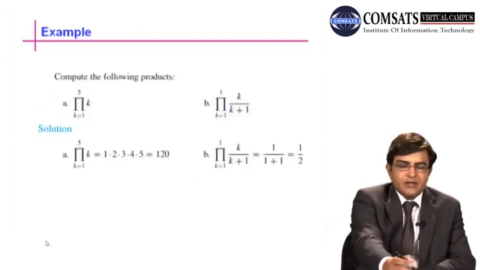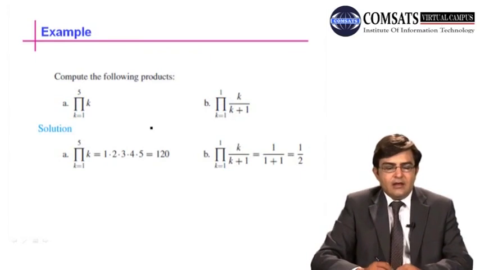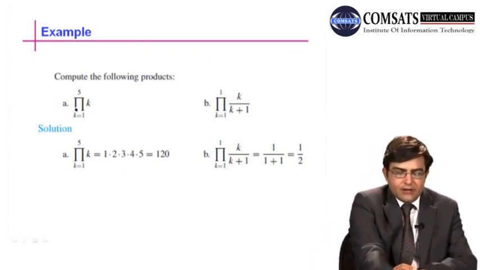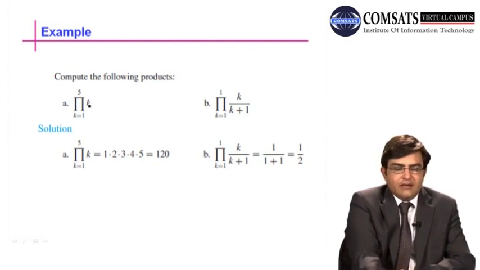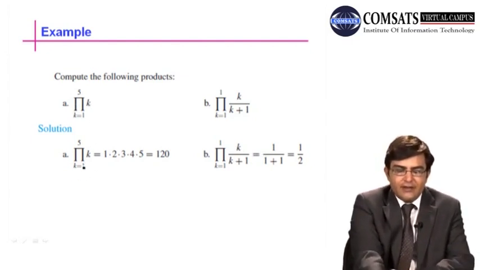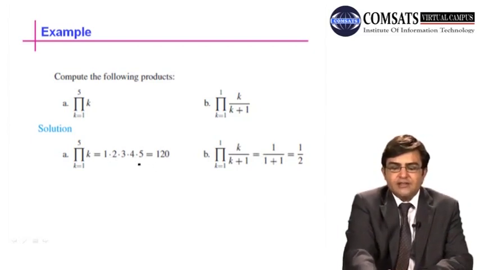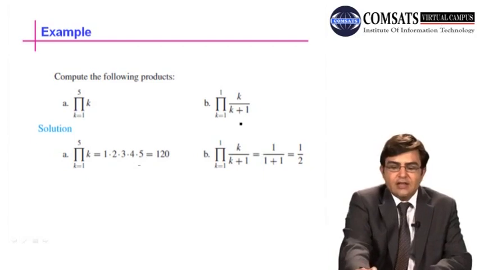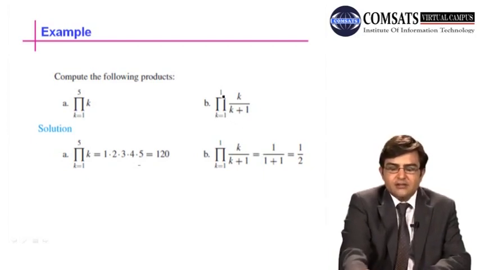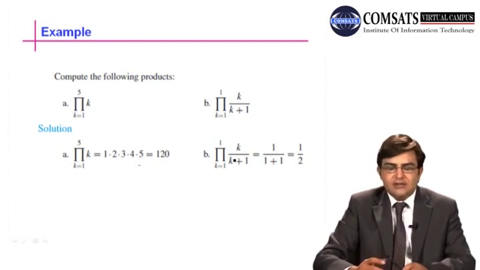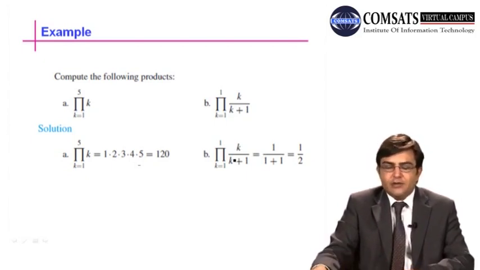For example, compute the following products. Here we have the product k from 1 to n of k. Now what it means: k varies from 1 to 5, and we put k equal to 1 first, then k equal to 2, k equal to 3, k equal to 4, k equal to 5, and we multiply all these terms, which is 120. Similarly, we can get this product k equal to 1 to 1, where k can take only one value, which is 1. So this is 1 over 1 plus 1. So this is how we can define the product notations.